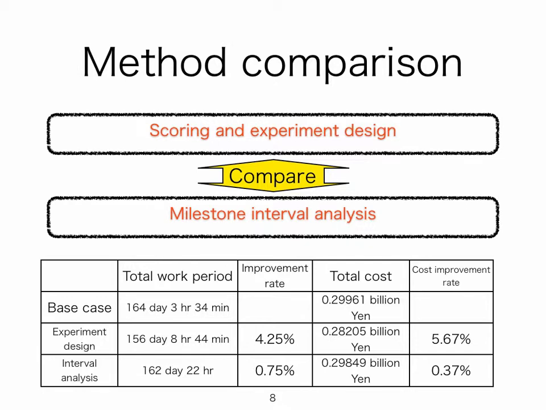So the comparison results are shown in the table. First of all, we treat the simulation result with design number and process plan as the base case. Then, by using the two methods separately, we increase the number of workers of selected types and compare the simulation result. From the table, we could compare the improvement rate of these two methods. So it's very clear that the previous experiment design method is better than the interval analysis method proposed in our work.